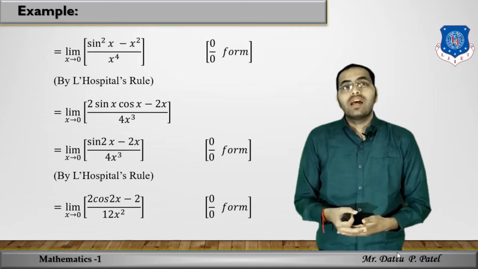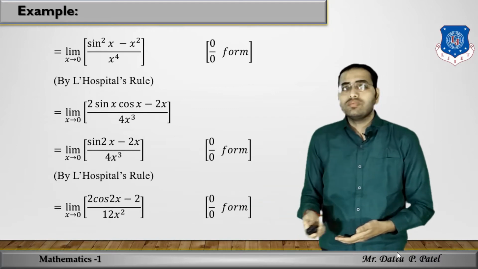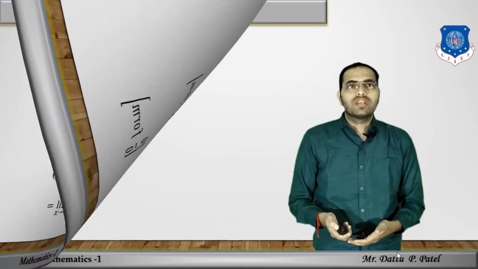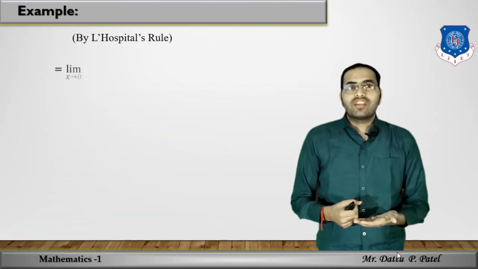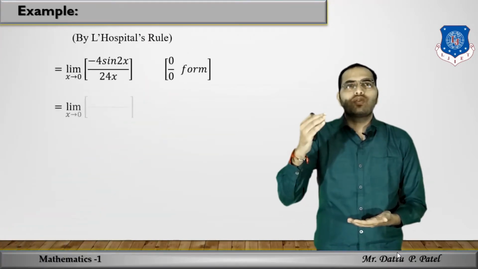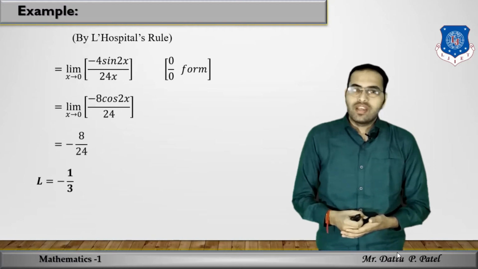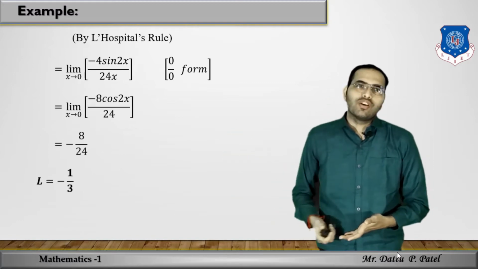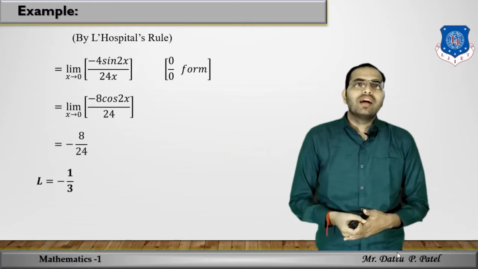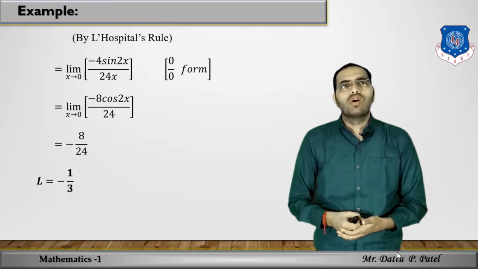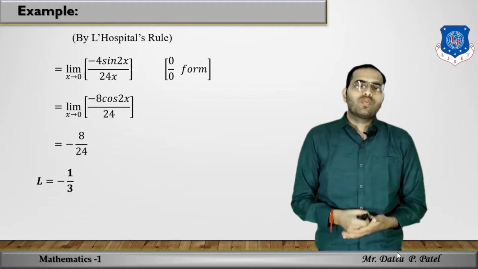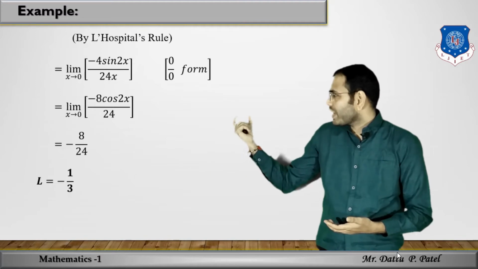Then applying L'Hopital's rule, it becomes limit x tends to 0 of minus 4 sin 2x by 24x. Again that is 0 by 0 form. Then again applying L'Hopital's rule, limit x tends to 0 of minus 8 cos 2x by 24. Here the denominator portion is a finite value.